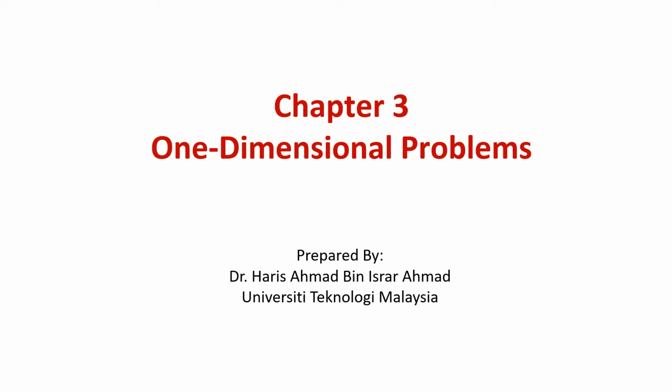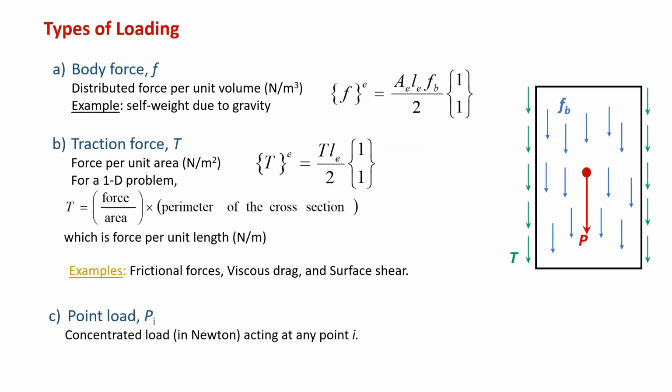We continue our lecture, still on 1D problems. Now we would like to see what happens if the bar is loaded with different types of loading. In general, several types of loading can act on 1D bar problems, but in this course we just focus on three: the body force due to its own weight from gravity, the second one is a traction force, and the last one is a point load.